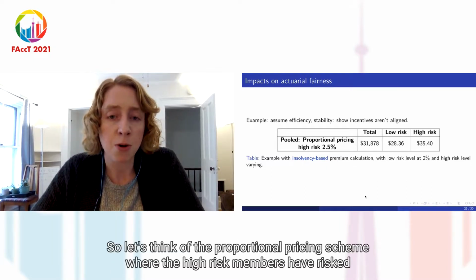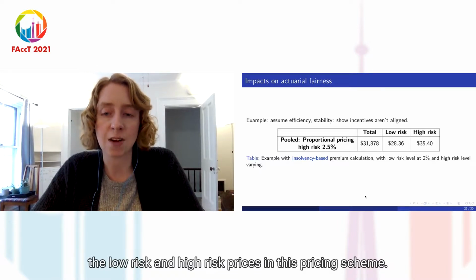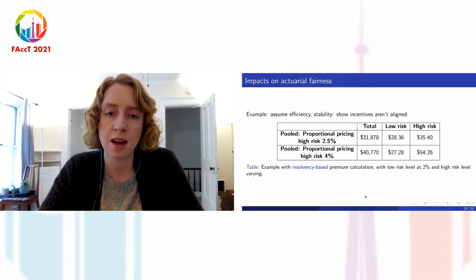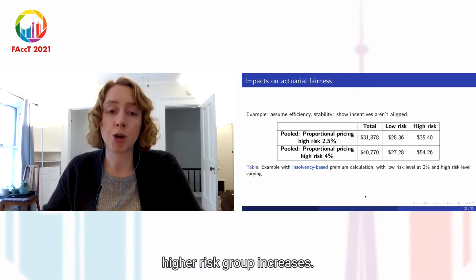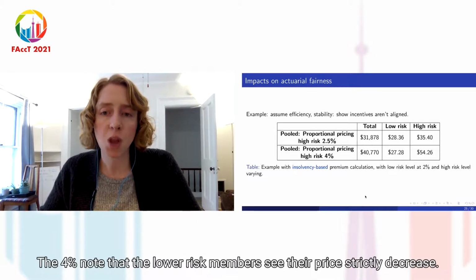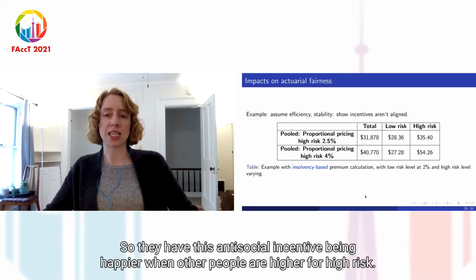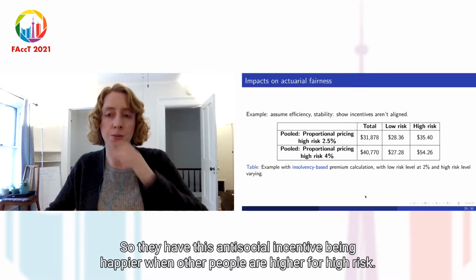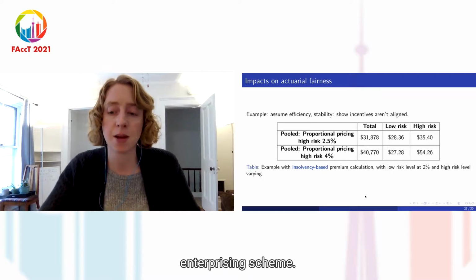So let's think of the proportional pricing scheme where the high-risk members have risk 2.5%. This table shows the total amount that's needed and the low-risk and high-risk prices in this pricing scheme. And next, let's look at the amount that the high- and low-risk people are charged when the risk of the higher-risk group increases to 4%. Note that the lower-risk members see their price strictly decrease. So they have this antisocial incentive of being happier when other people are more high-risk. And this is potentially undesirable in a pricing scheme.